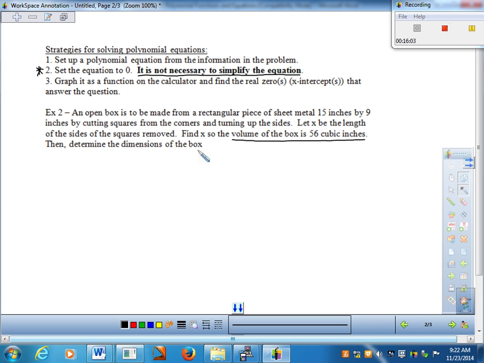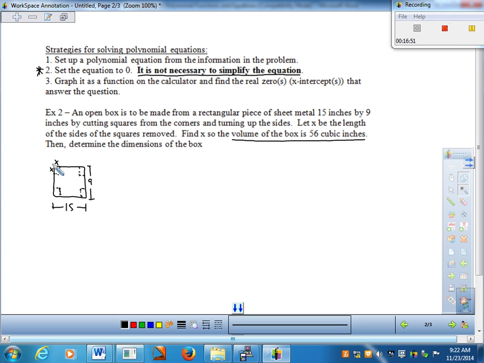So here's the situation, just in case you've forgotten how this plays out. We just have our rectangle right there. Let's label it 15 and then 9. We're going to cut out those corners, of course. There are a number of ways to cut those out. I'm just going to draw it like this for our purposes. And that's our x by x.